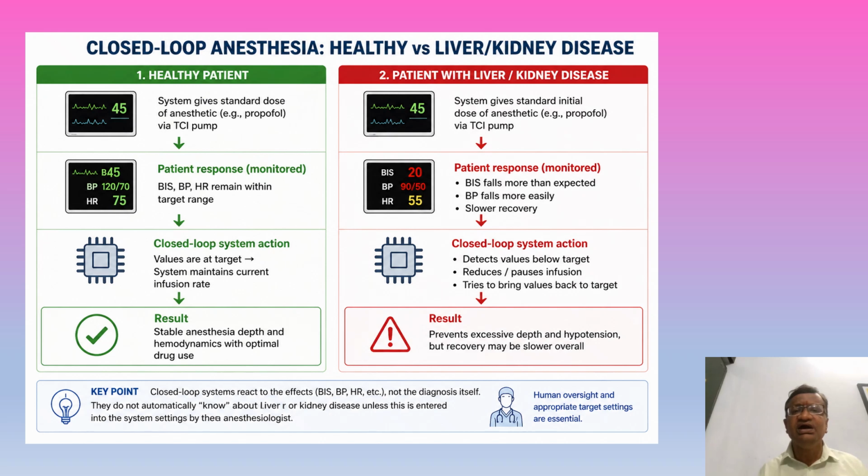Now you see here, a patient with liver or kidney disease. The BIS is 20 because the BIS falls more than expected. It detects values below target, with excessive depth and hypotension. But the recovery may be slow. That is the problem. The patient may not come out fast because you have given sevoflurane enough to cause a BIS of 20 because the patient has liver disease. The patient has got a kidney disease. All these things have got a problem with this closed loop anesthesia integration.